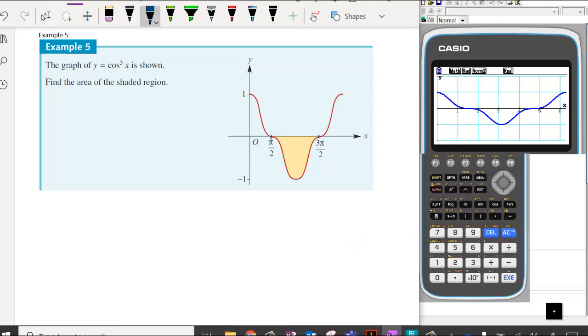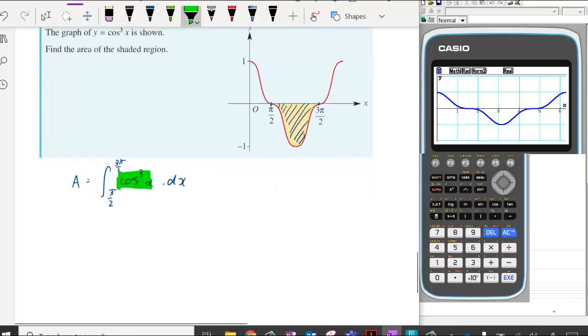So in this last example, we're looking at finding the area of the shaded region in this section, so we can see that's between pi on 2 and 3 pi on 2. And so really what we're looking at, because again this section doesn't cross the axis, is the area being the integral between 3 pi on 2 and pi on 2 of cos cubed x with respect to x.